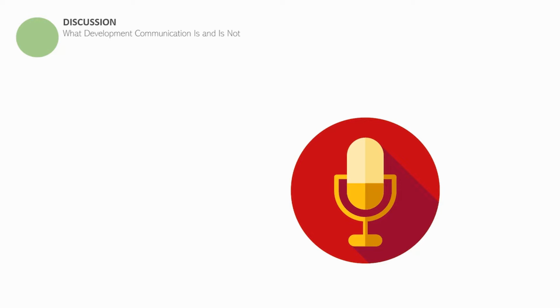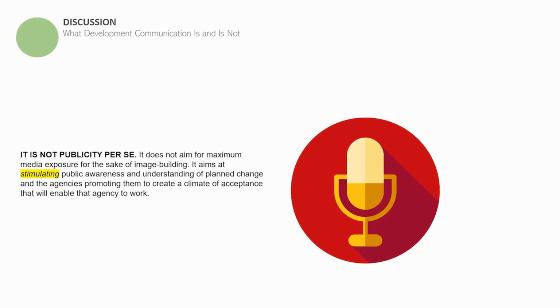Let's now go to what development communication is and also what it is not. Development communication is not publicity per se. It does not aim for maximum media exposure for the sake of image building. It aims at stimulating public awareness and understanding of planned change. Okay, so understanding planned change at saka raising public awareness. Those are the aims. And the agencies promoting them to create a climate of acceptance that will enable that agency to work. Well, I would like to emphasize that even though what was said here was to promote a climate of acceptance, it's not always the case. Okay?